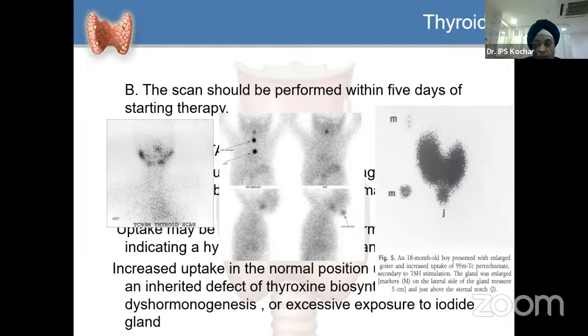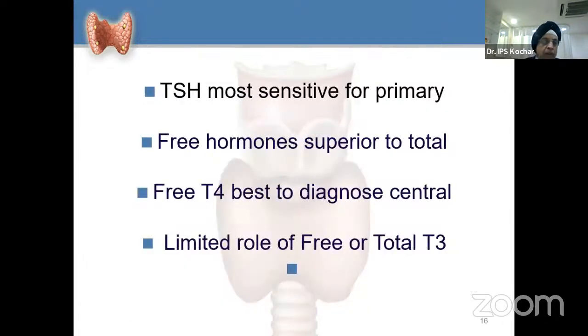Here you can see very nicely that this baby, an 18-month-old, had a large goiter and increased uptake of technetium. The gland was large, but there is no release of thyroxine. So this is interesting. One must remember that TSH is more sensitive for primary hypothyroidism. The free hormone is better than the total thyroid hormones. FT4 is best to diagnose central hypothyroidism, because in central hypothyroidism you may have a normal FT4.